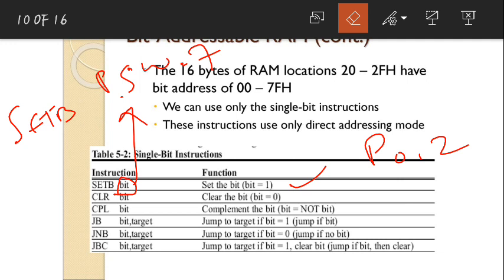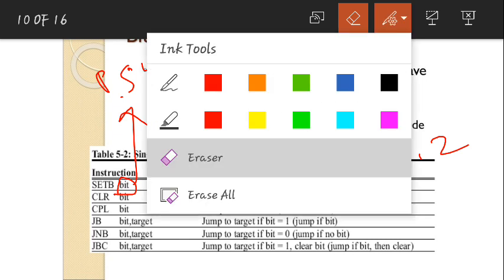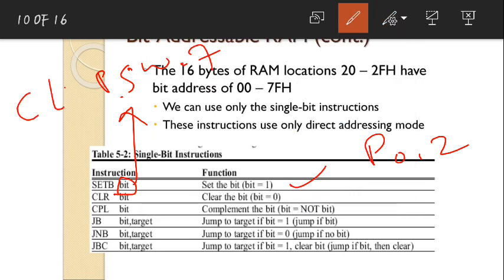Next, clear bit. Clear bit means instead of writing SETB, I will write CLR. So when I write CLR PSW.7, the carry bit will be equal to 0. Here also, instead of writing SETB, I will write CLR in front of this, so the P0.2 bit will become 0 instead of 1. So this is to set and this is to reset. Set the bit is equal to 1, clear the bit is equal to 0.